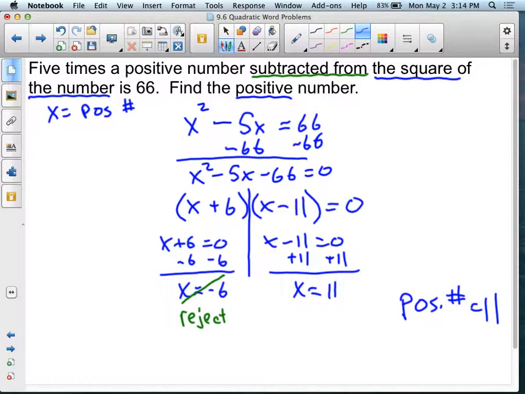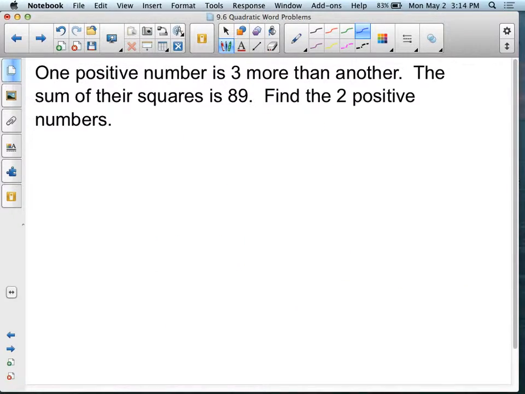So I wrote a quadratic equation and I solved it. So today's focus is going to be on writing those quadratic equations. Let's see what else we have. One positive number is 3 more than another. Interesting. The sum of their squares is 89. And find those two positive numbers.